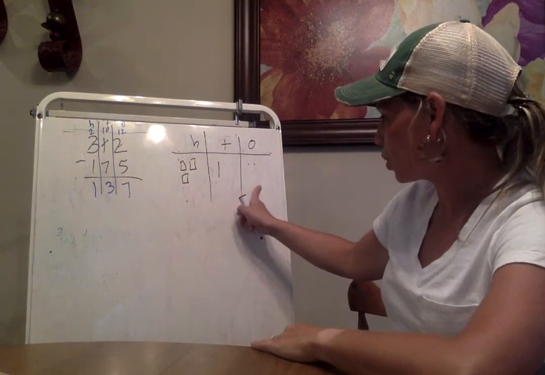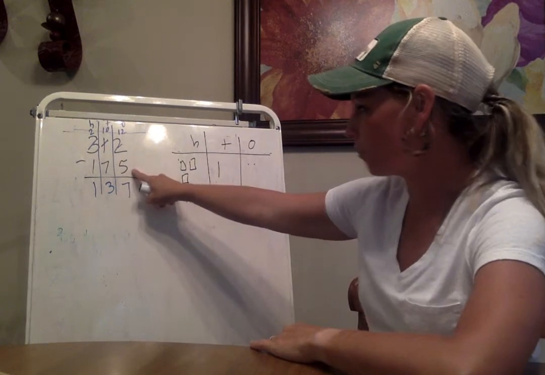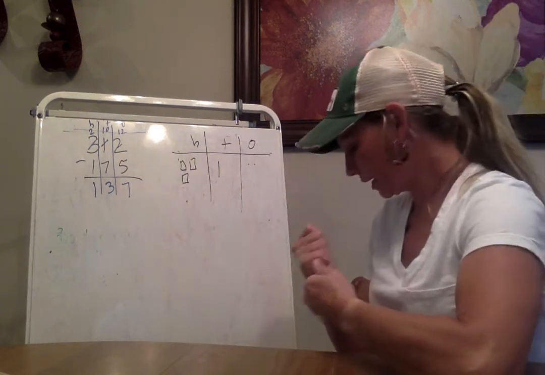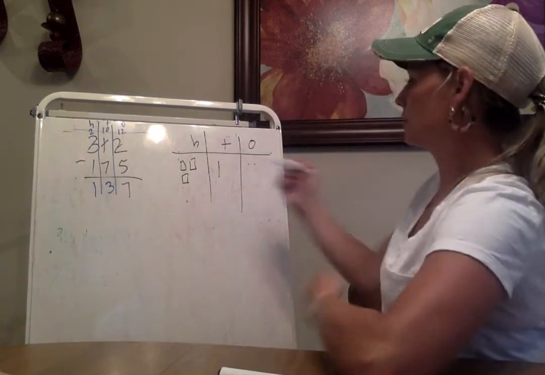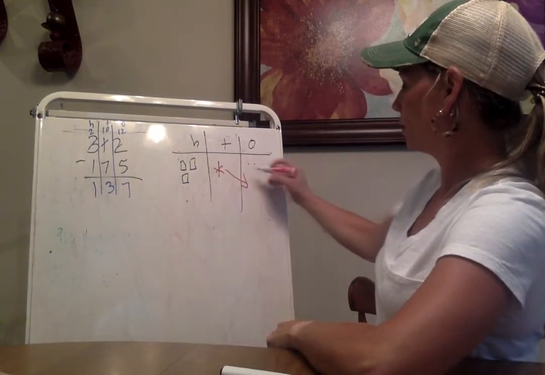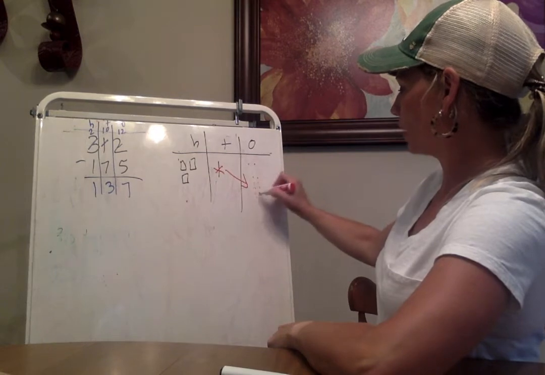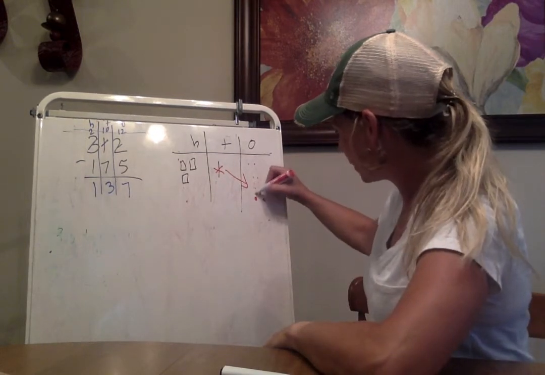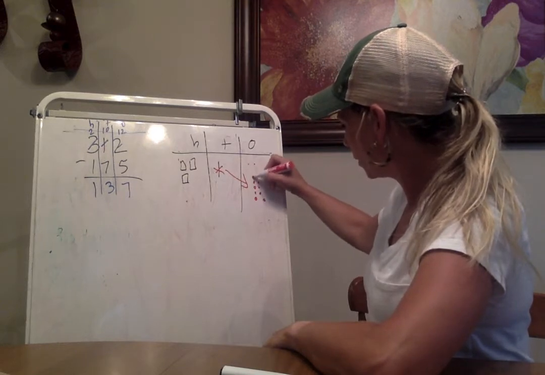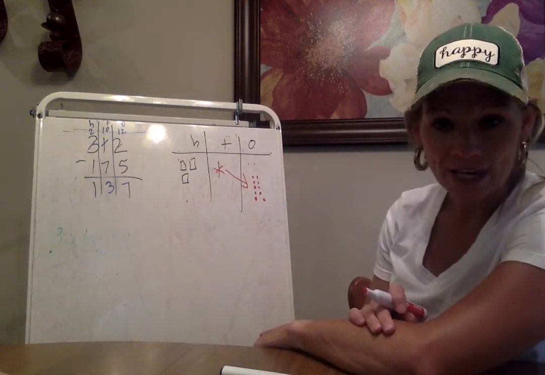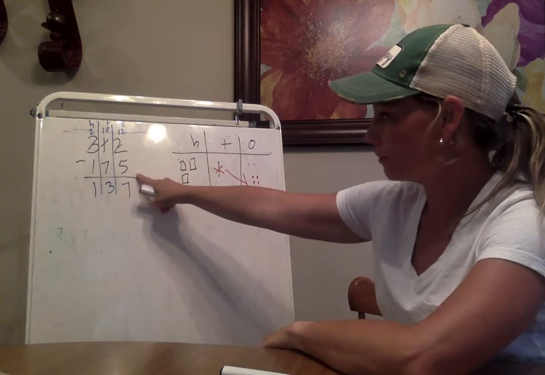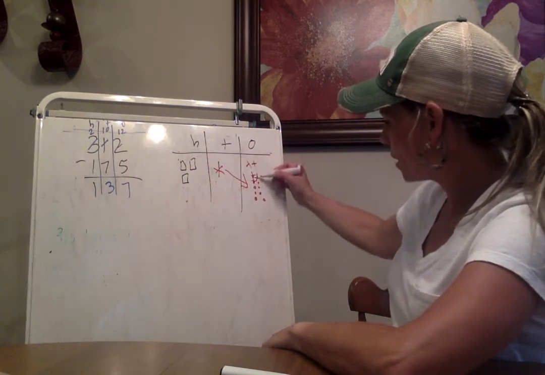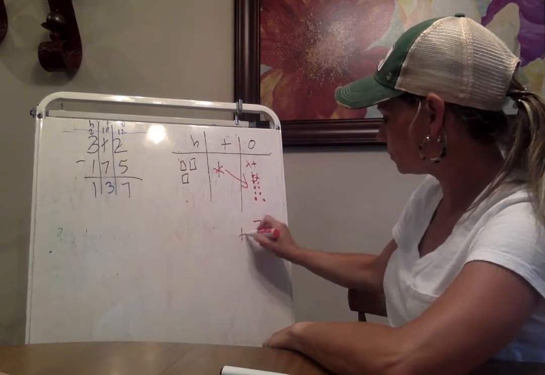So again, I'm going to start in the ones. I need to take away 5 ones. I don't have 5 ones, do I? So I'm going to come over here to the 10s, break him up, right? 1, 2, 3, 4, 5, 6, 7, 8, 9, 10. Okay, I know that's kind of hard to see on here, huh? Need to make them a bit bigger. Now I can take away my 5 ones. 1, 2, 3, 4, 5. That leaves me with 7.